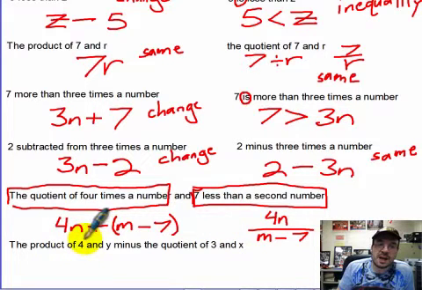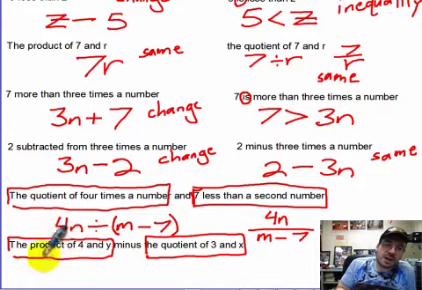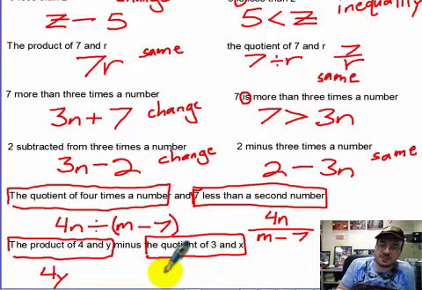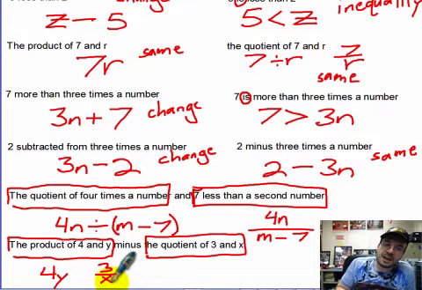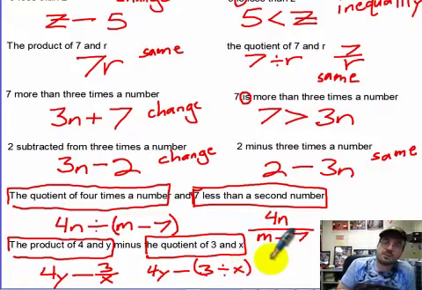Okay, the product of 4 and y minus the quotient of 3 and x. So I'm going to take the product of this and the quotient of this, and I'm going to keep these two bound together and keep these two bound together, and then I have subtraction. So 4 and y, there's their product. Quotient of 3 and x. Well, you could write it 3 over x, or 3 divided by x if you wanted to, but you'd have to use parentheses. And then you put the minus. Okay? Or, like I said, you could do it this way. 4y minus, and then 3 divided by x. But if you're going to do it that way, you need parentheses.